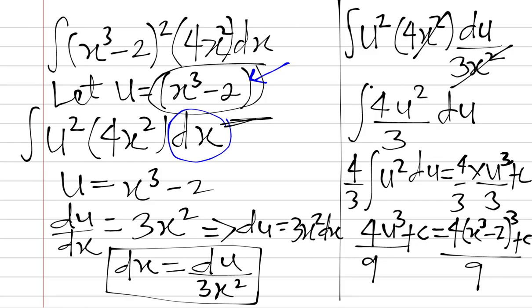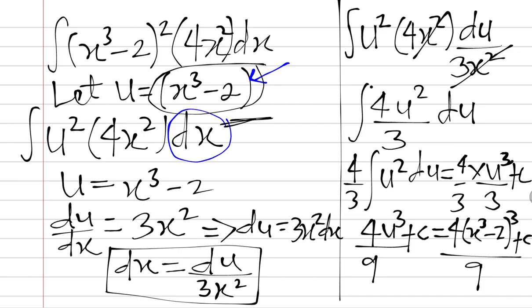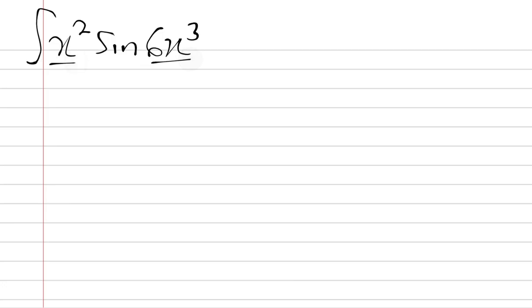All right, so our second question says integral x squared sine 6x cube. Now you can see I have x squared here, I have 6x cube here. Which one is the bigger function? 6x cube. Are you seeing that now?